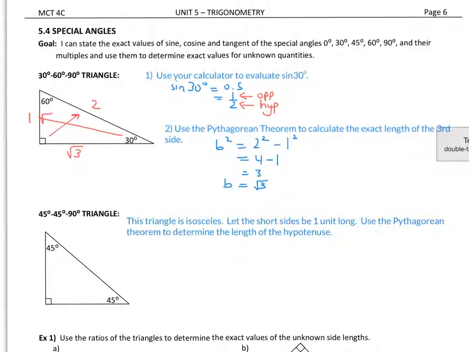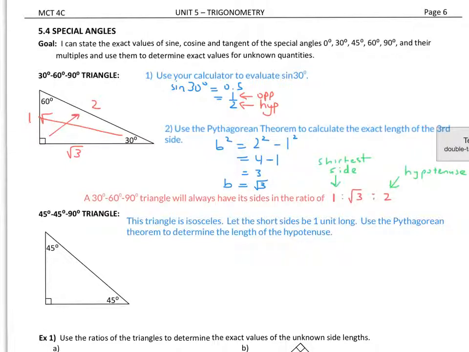All right, now this will always be true, regardless of how big or how small that 30, 60, 90 degree angle triangle is. The ratio of the sides are always in the form 1 to root 3 to 2. I'm just going to summarize that here as a sentence. A 30, 60, 90 degree angle triangle will always have its sides in the ratio of 1 to root 3 to 2. The 1 is the shortest side, so it's always the one across from the 30 degree angle, and the 2 is the longest of those 3, and that always has to be your hypotenuse across from your largest angle, which is the 90 degree angle.